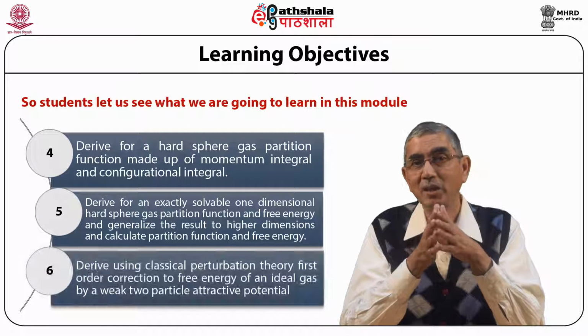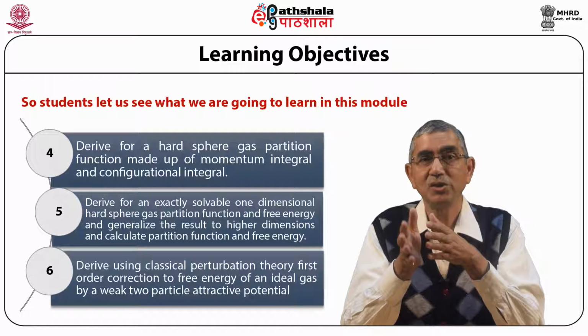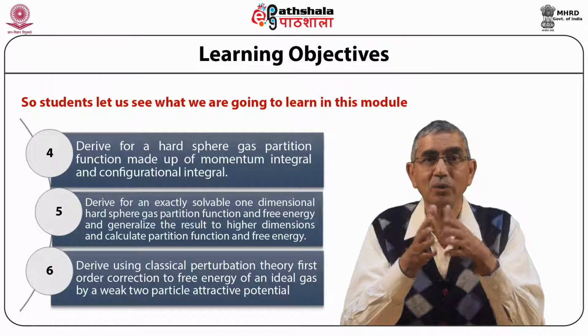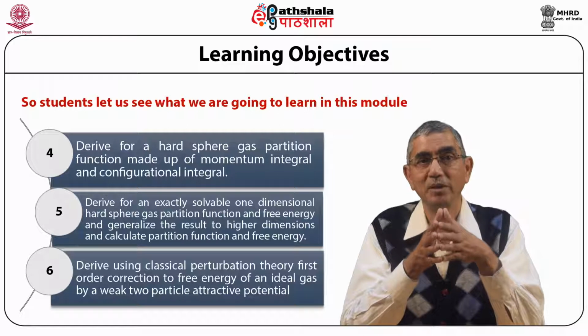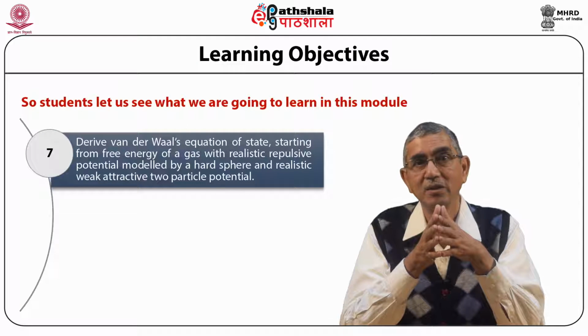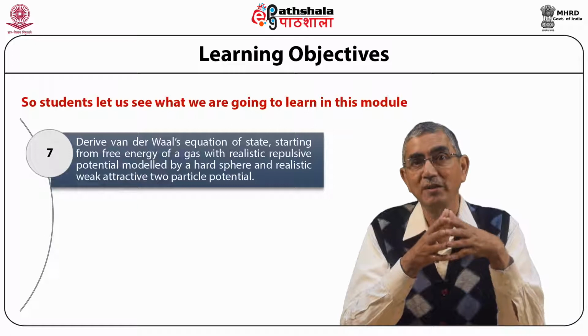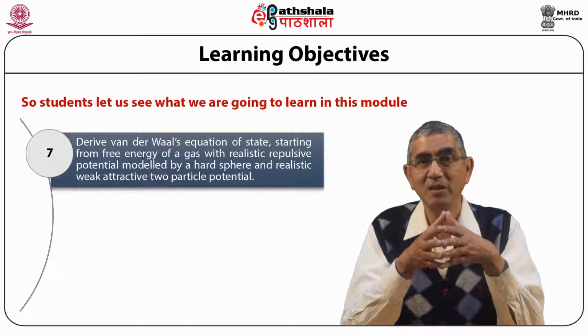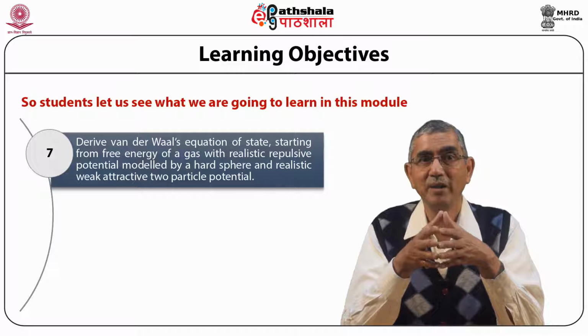We will derive using classical perturbation theory first order correction to free energy of an ideal gas by a weak two particle attractive potential. We will derive van der Waals equation of state starting from free energy of a gas with realistic repulsive potential modeled by a Hertzsprung and realistic weak attractive two-particle potential.